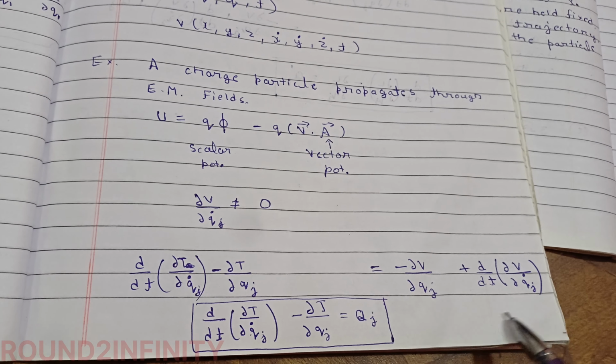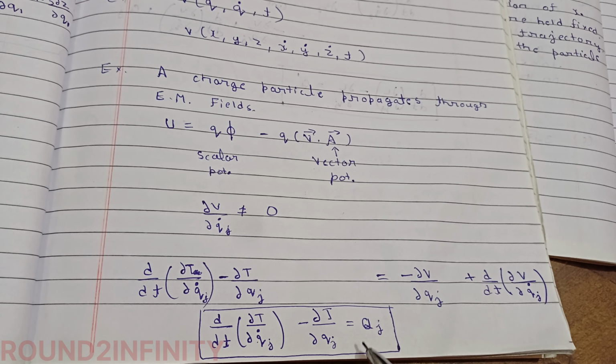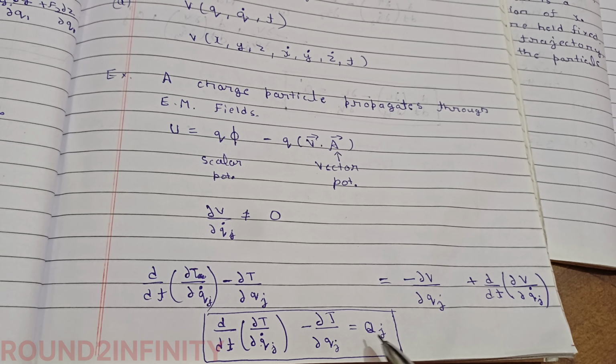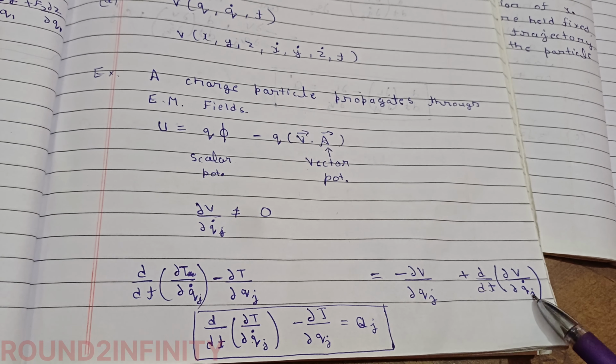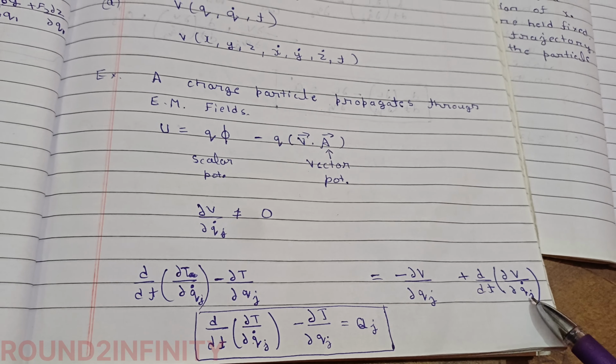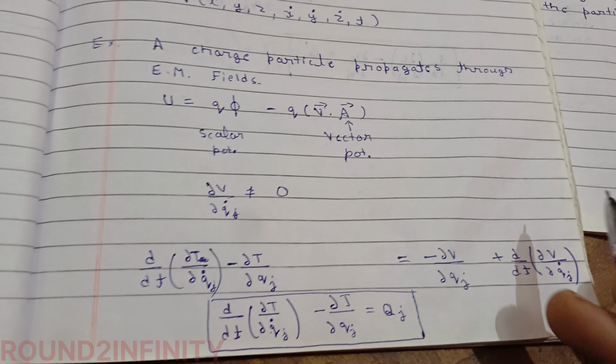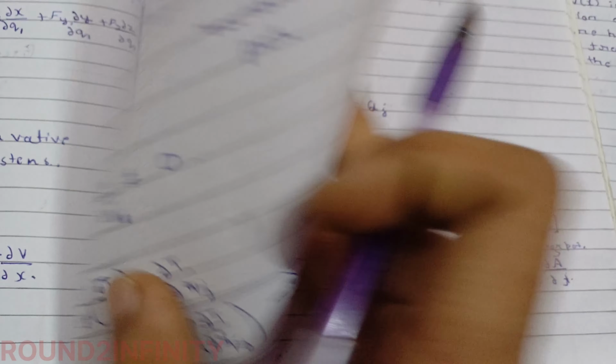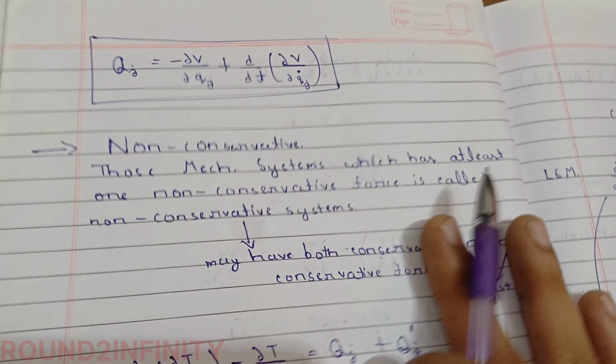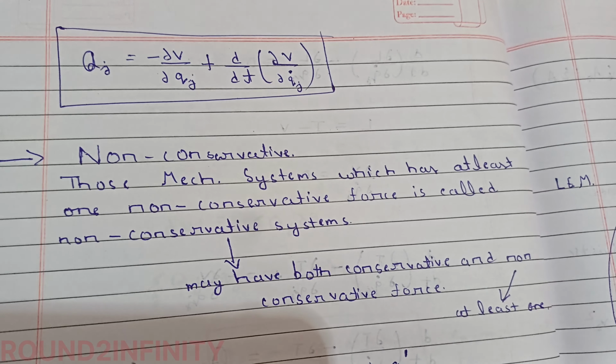So now this is your generalized force, in a more expanded form. Now it is a more generalized form. How? When this potential is not a function of qj dot, then this force will reduce to only this, and we get this expression which we derived. So this is a more generalized expression for the generalized force. Qj will be this. So remember this expression.